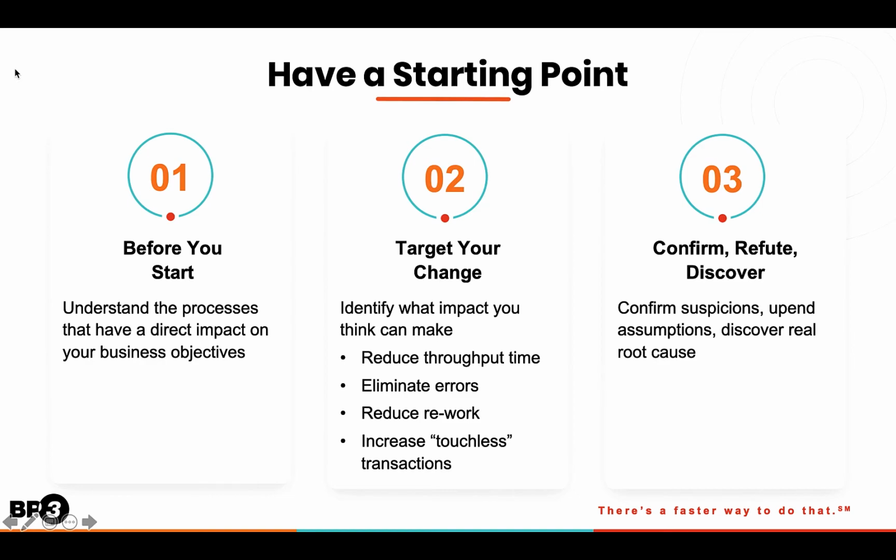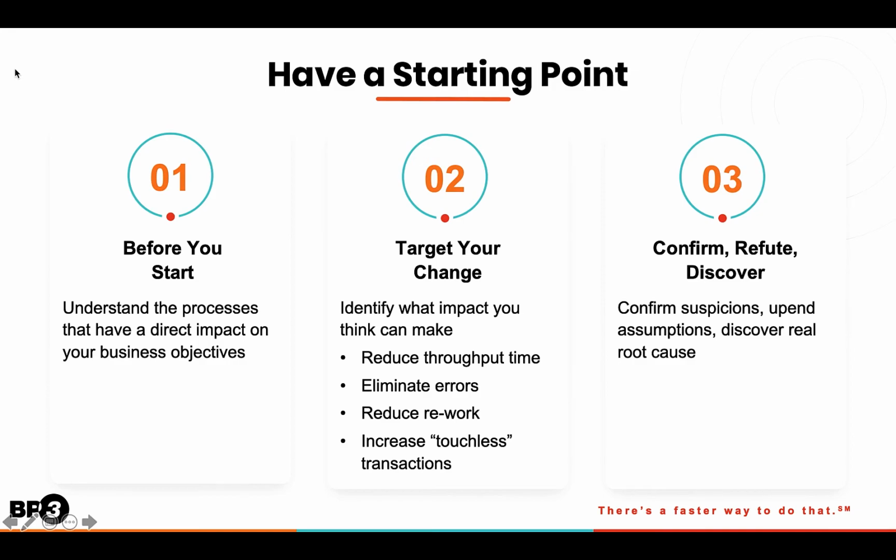Second, have a working theory of what you want to change, whether it's throughput time, error rate, a rework rate, or maybe touchless rate. Finally, use what you have to confirm your suspicions, but don't be afraid to have them refuted either. You will discover enough to find real root causes if you've done this right.